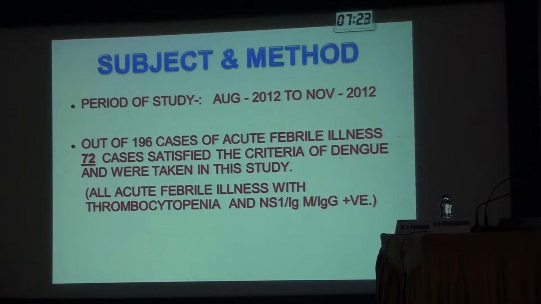Out of the 196 cases that presented with acute febrile illness, 72 satisfied the criteria of acute fever with thrombocytopenia with serology for dengue positive, and hence they were taken for the study.